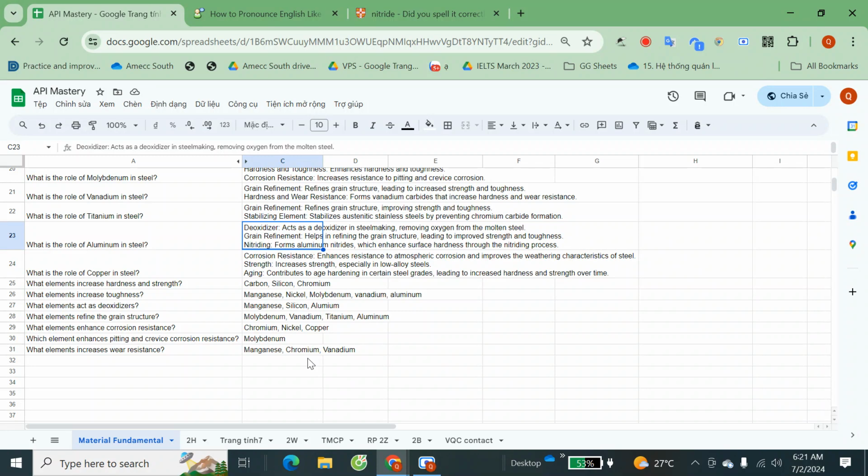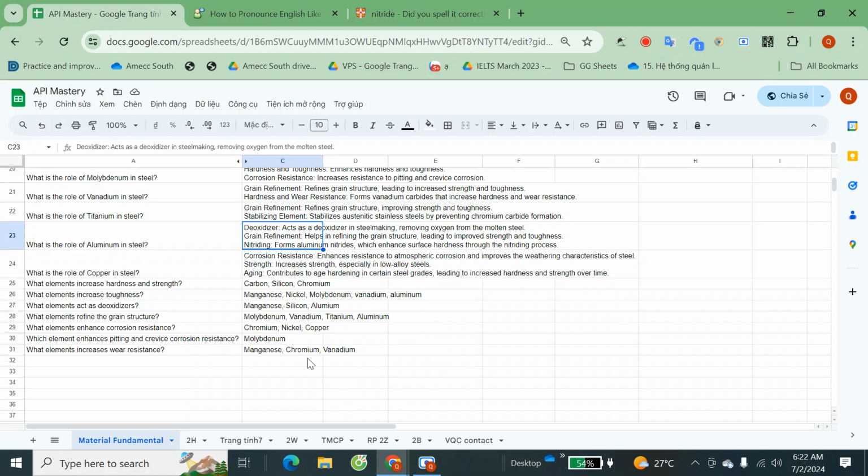What is the role of copper in steel? Corrosion resistance. Enhances resistance to atmospheric corrosion and improves the weathering characteristics of steel. Strength. Increases strength, especially in low alloy steels. Aging. Contributes to age hardening in certain steel grades, leading to increased hardness and strength over time.